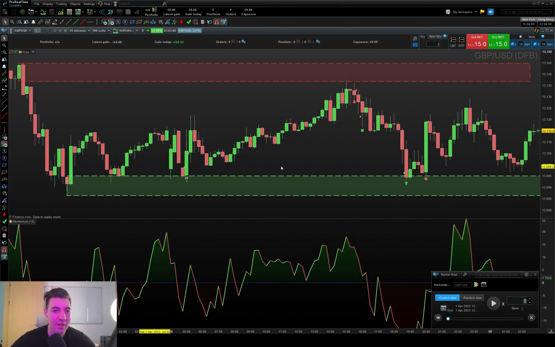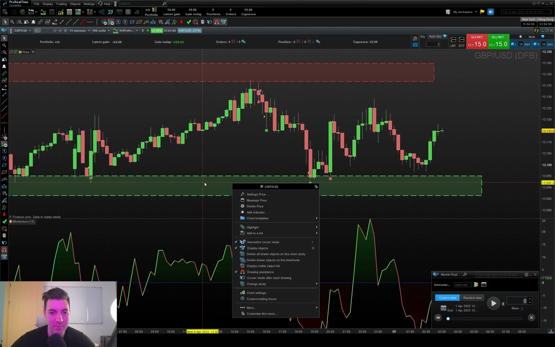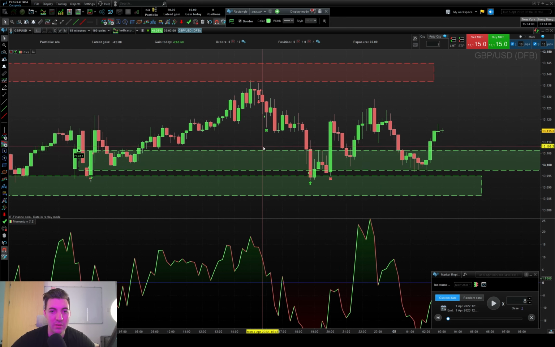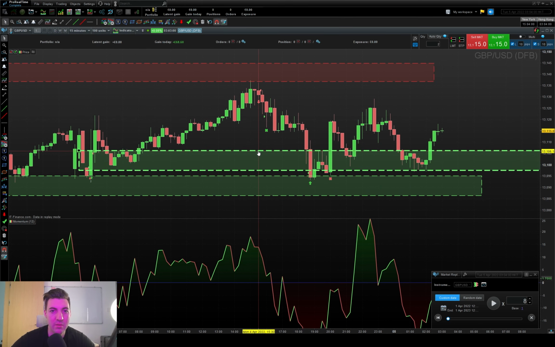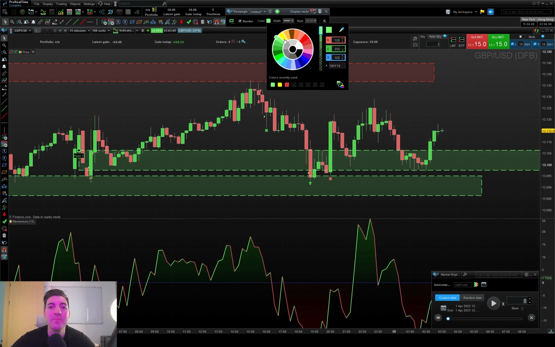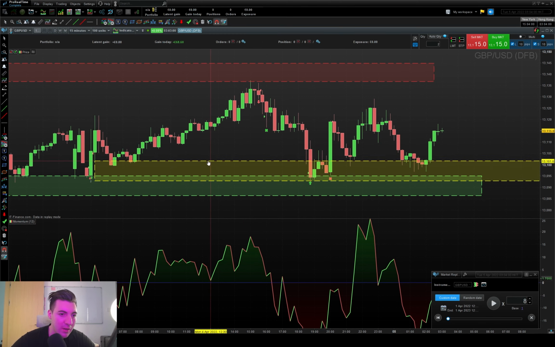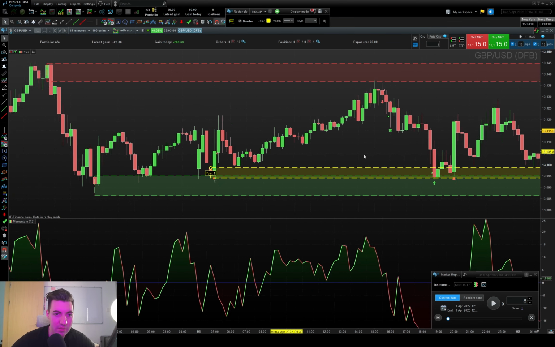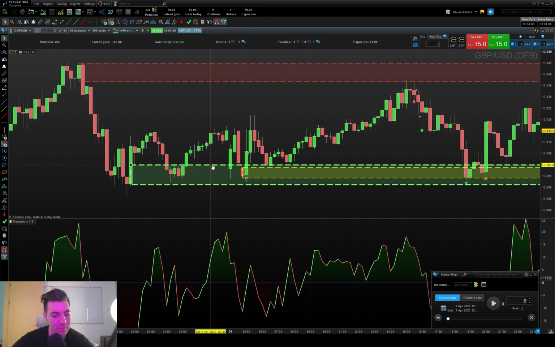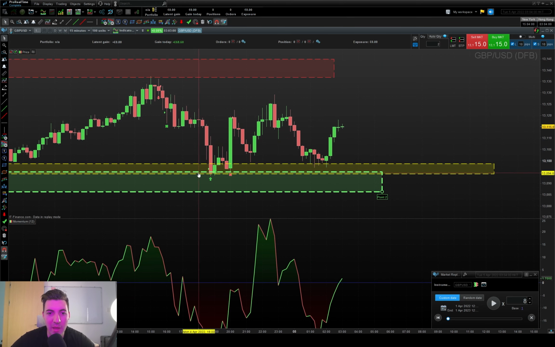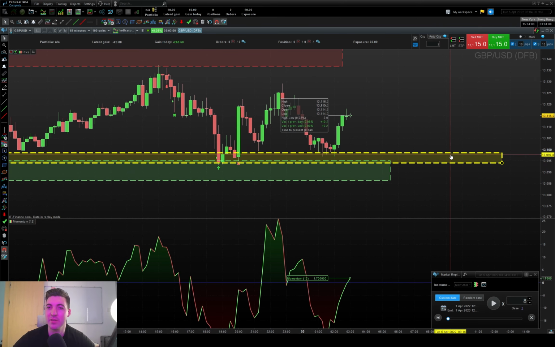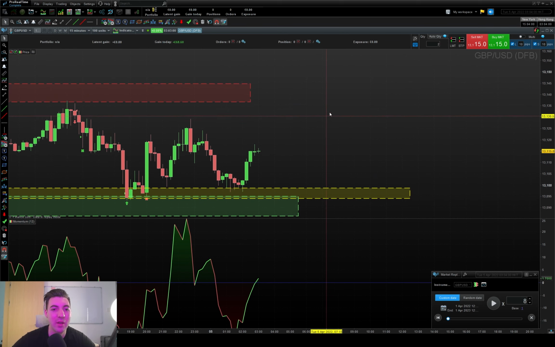If I just copy this, we can take a look. Let me configure. Oh, I see. Let me just make this yellow. You can kind of see now that the demand zone is here, that yellow. You can see that the demand zone has shifted upward slightly. And perhaps we should start using this as our semi-new demand zone for the time being.